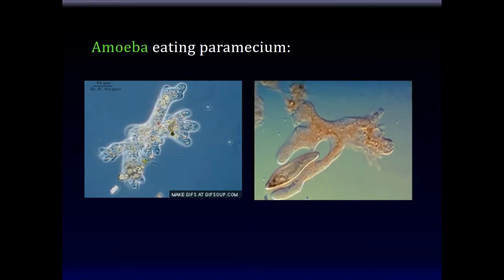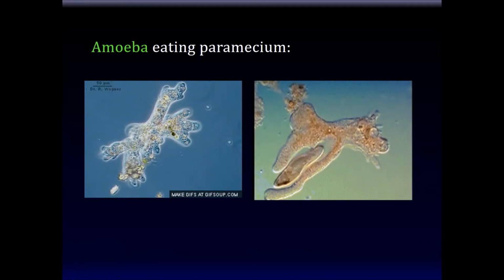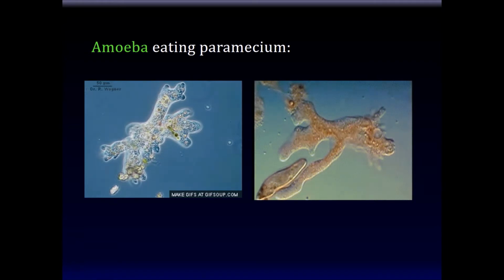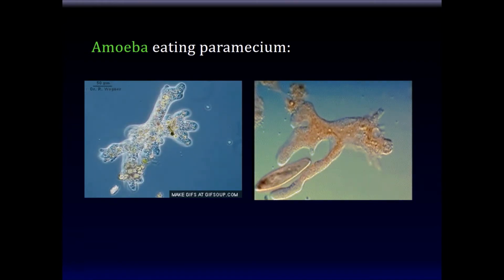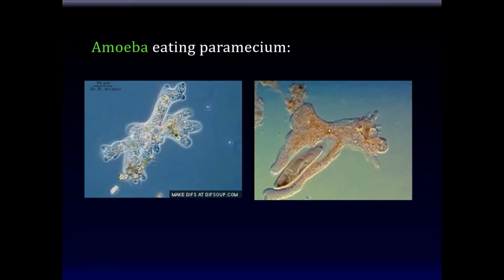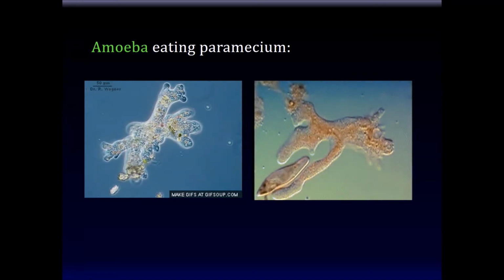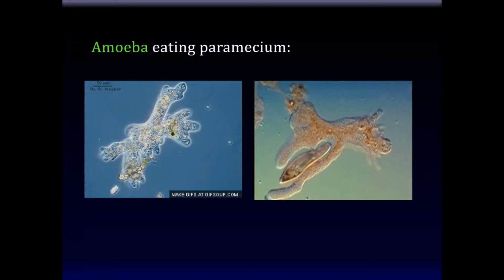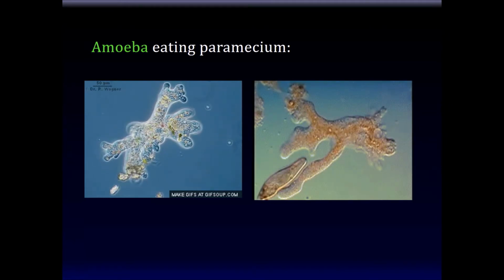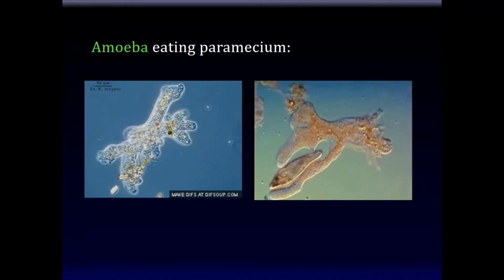Now, eating other things is one defining feature of animals. So an amoeba is an animal-like protist. Here you see it eating a paramecium. But what kind of animal is a one-cell animal? It's like shameful. You understand? To be an animal, you have to be by definition multicellular. So it's like an animal, but it's not like an animal. Do you understand? That's what it means.